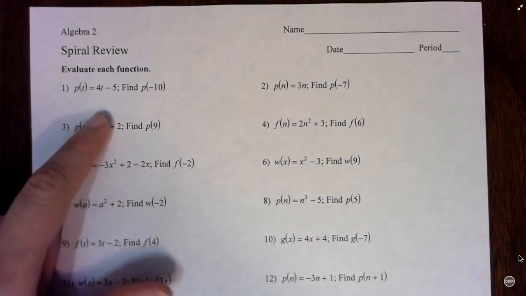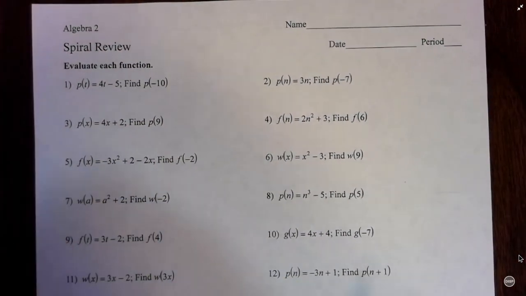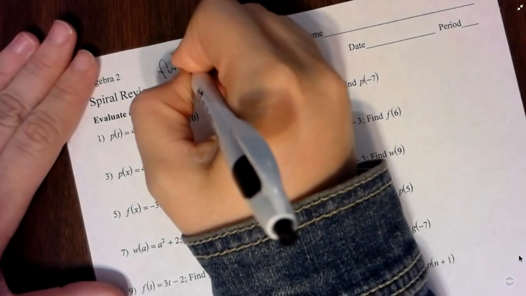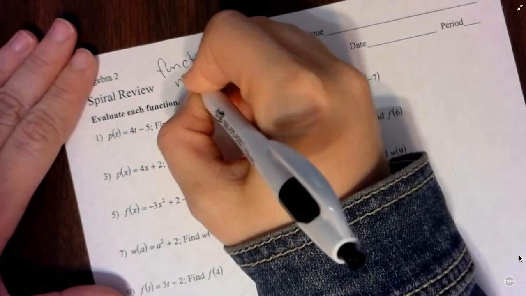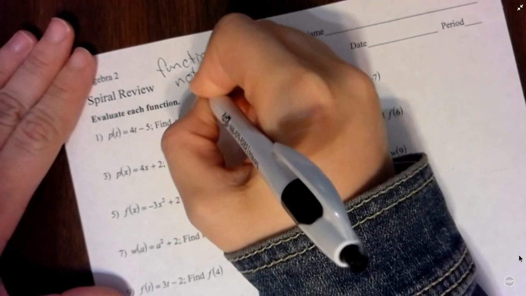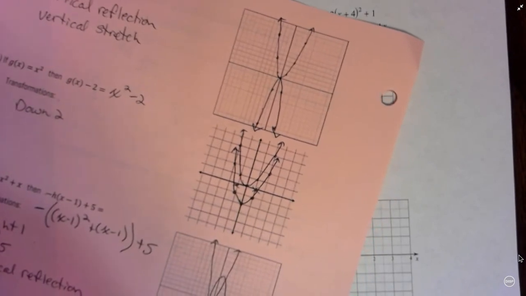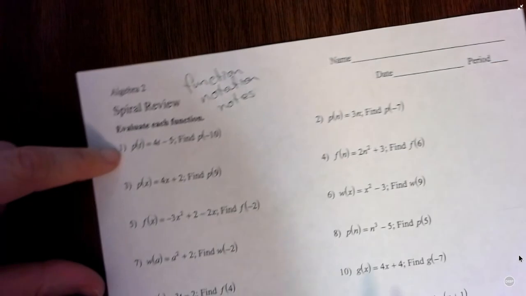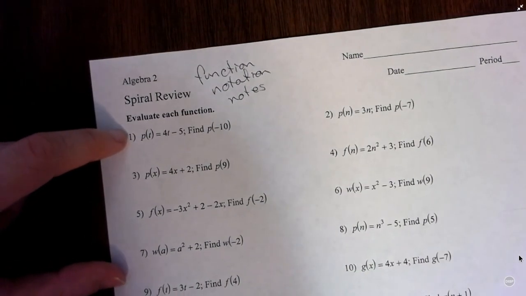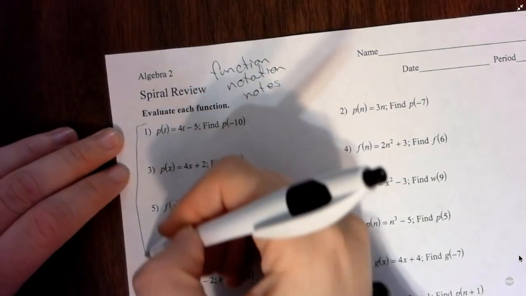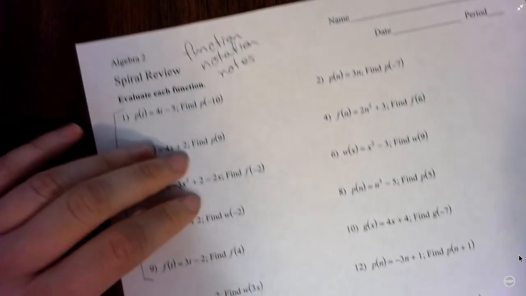So I want to just do a few examples with you on this assignment to make sure you understand what to do. So these are like your function notation notes. In fact, I'm going to write that up here. Your function notation notes, that's the front. And then the back is like your pink ones that you just did. So your first set, evaluate each function. So like 1 through 10, evaluate each function.